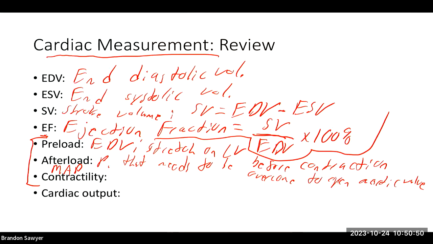Okay, so afterload and preload are not opposites of each other. They're not reciprocals of each other. They're different concepts, but a lot of times it's easy to think that they would be the opposite of each other.